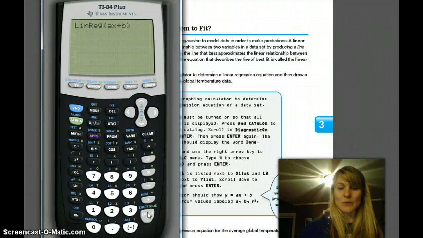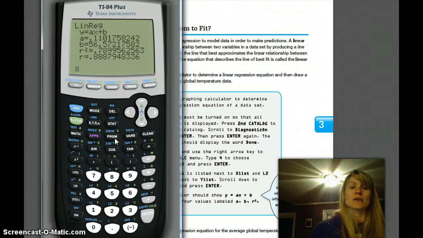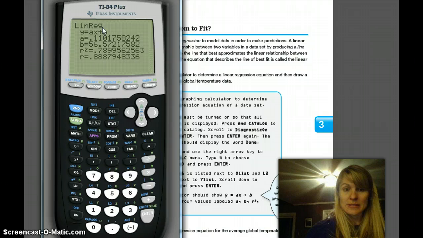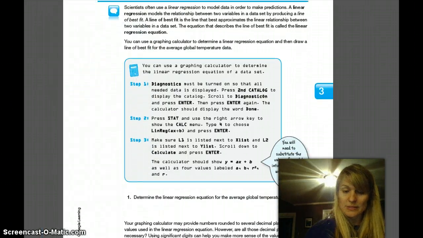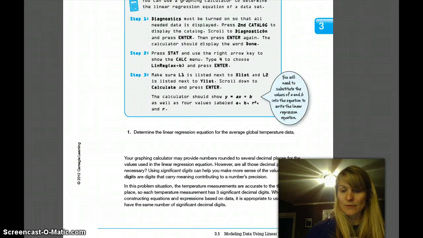Okay, so it says linear regression, and to figure out the equation we're going to hit it again. All we're really interested in right now is what a, which is the slope, is, and what b, which is the y-intercept, is. Okay, so if I were to rewrite my equation, I would write y equals, replace this number for a, keep the x, put the plus, and replace this number for b. And you want to do that for number 1. It says determine the linear regression equation for the average global temperatures. So you want to record that then.